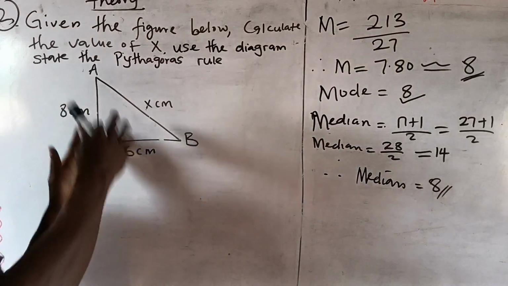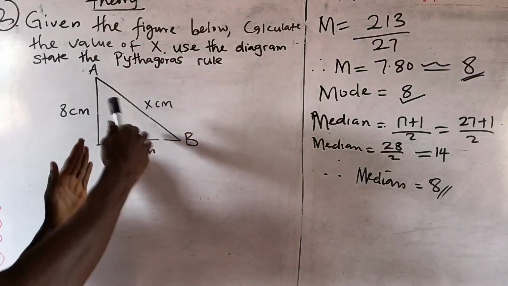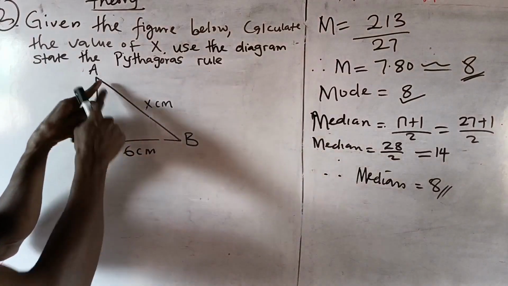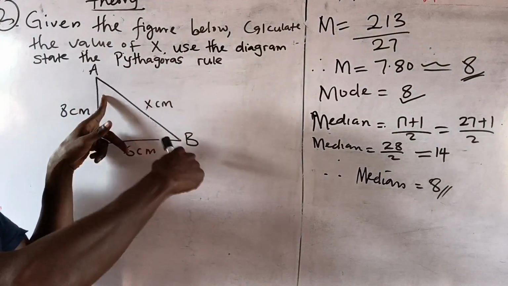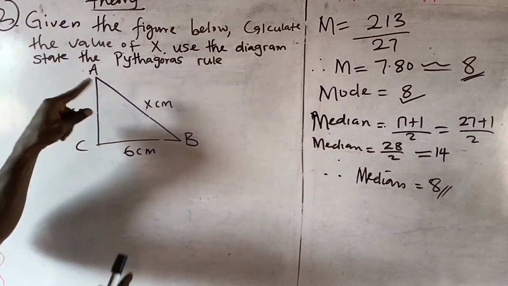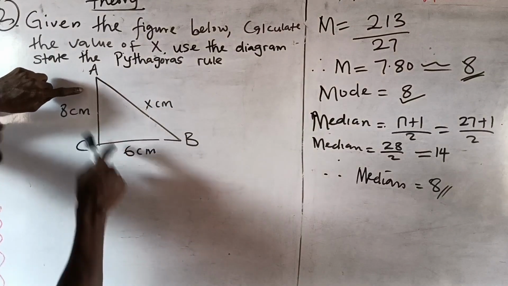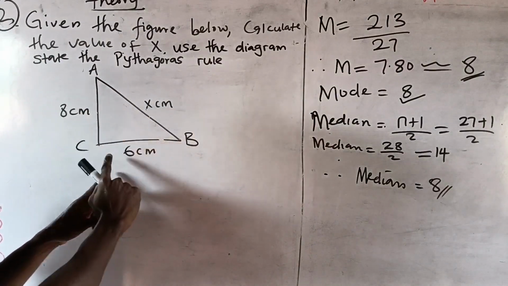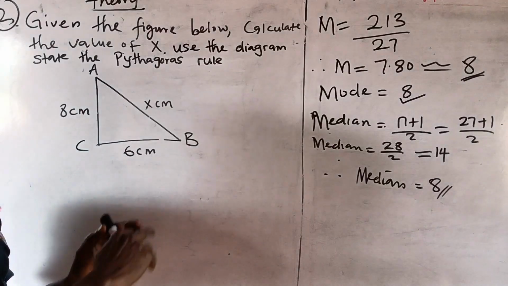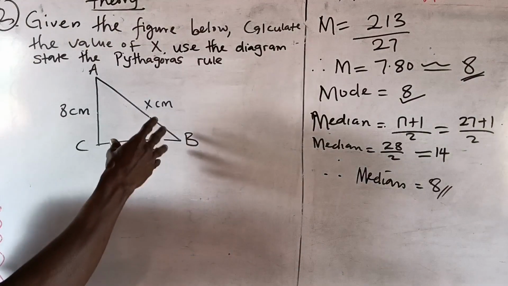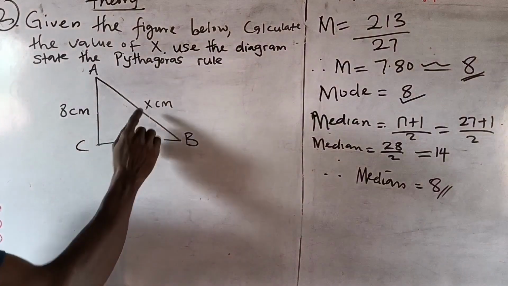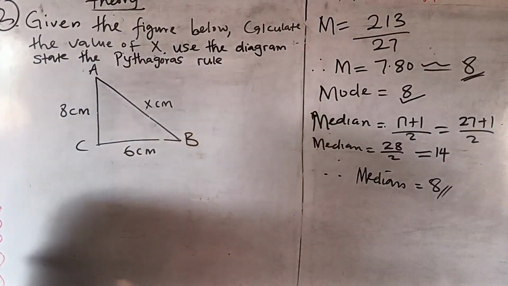The Pythagoras rule states that in a right angle triangle, the square of the hypotenuse side is equal to the sum of the squares of the other two sides, the opposite and the adjacent. So we'll just use that rule. Based on the rule, we are going to use it to solve this problem so we can get our x.